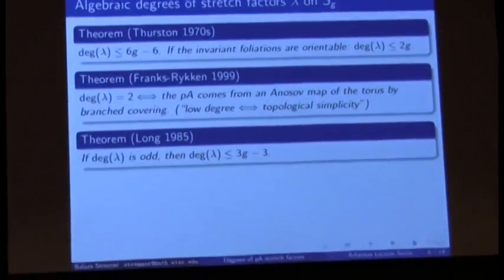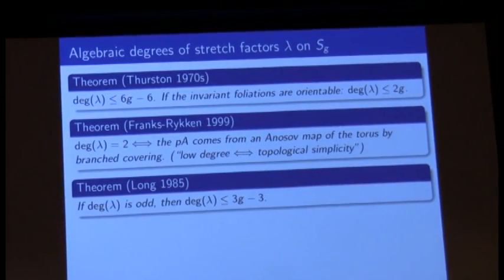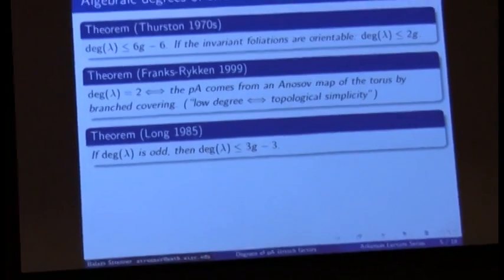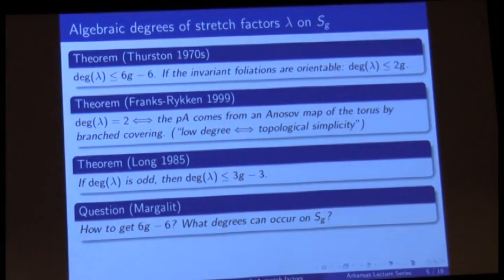Later on, Long showed that if the degree is odd, then the degree must be bounded by 3g minus 3. And Thurston said in his paper that the maximum 6g minus 6 can be realized by his construction, but he didn't give a proof. So then Margalit asked, how can we get the 6g minus 6? And in general, what are the possible degrees that can occur on S_g?